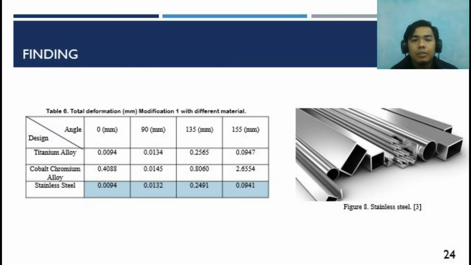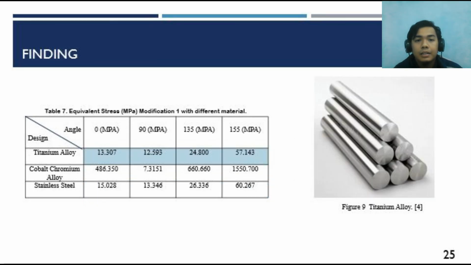This slide shows the total deformation from the modification 1 design with different materials. The table shows titanium alloy and stainless steel have slightly different values of total deformation. However, stainless steel is less deformed than the other materials. Next, this slide shows the equivalent stress from the modification 1 design. The table also shows a slight difference between titanium alloy and stainless steel. The titanium alloy is less stressed than the other materials.